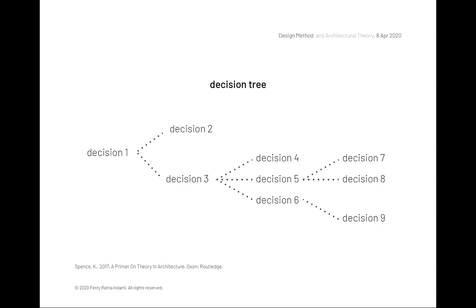The next approach in the design process, illustrated by Karen Spence, is the decision tree. This image illustrates how a designer or architect solves a problem or issue based on the decisions they make. The decision itself relates to another decision to think of. This kind of method strongly depends on the designer or architect's knowledge about the issue.